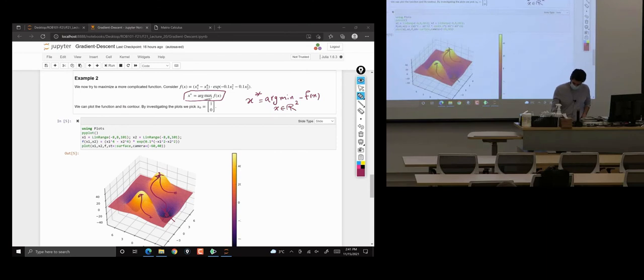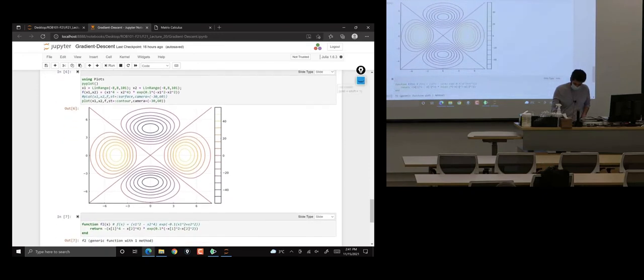Okay, so if you look at the contour plot, that makes it clear that there are two peaks and two valleys. These darker ones are minimums and bright curves are the maximum.